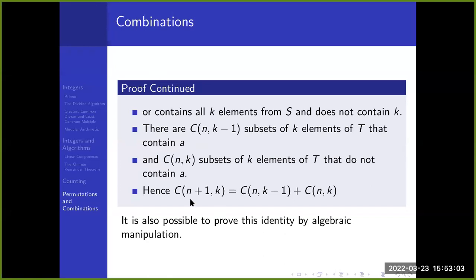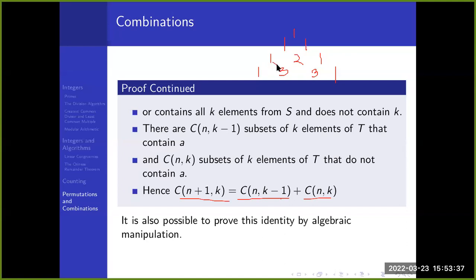So I hope you have had enough time to digest this one. This formula is called Pascal's identity. You have seen this in Pascal's triangle, because Pascal's triangle works like this. You have 1 and 1 here, then 1, 2, 1, and 1, 3, 3, 1, and so on.